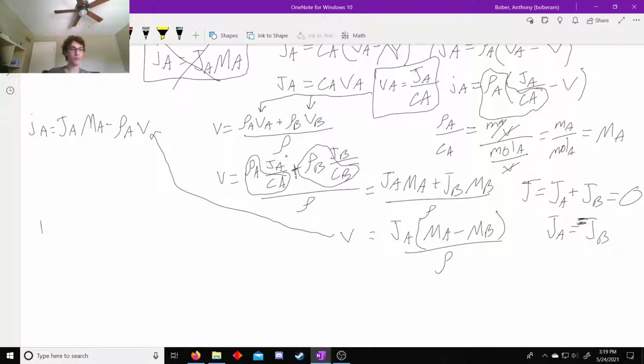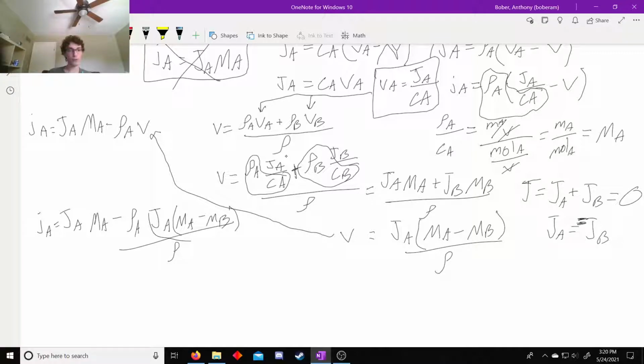What we will end up with is mass diffusive flux equals molar diffusive flux of A times the molecular weight of A minus the mass concentration of A times the molar diffusive flux of A times the difference in molecular weights of A and B divided by the total mass concentration.